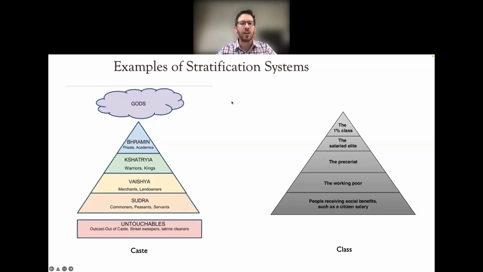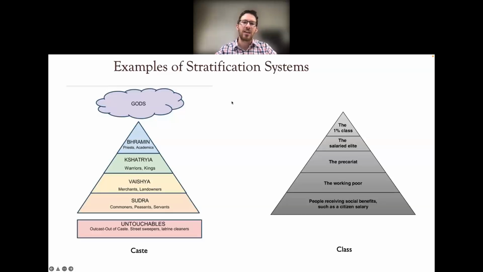We see this is a caste system of India in which you have the untouchables, which are people who are outcasts. They are the most despised or rejected in the system. Here, this is labeling them as the street sweepers or janitors. The Sudra, which are the commoners or peasants. Then above them are the merchants and landowners. Above them are the warriors, the kings, and above them are the priests and academics.